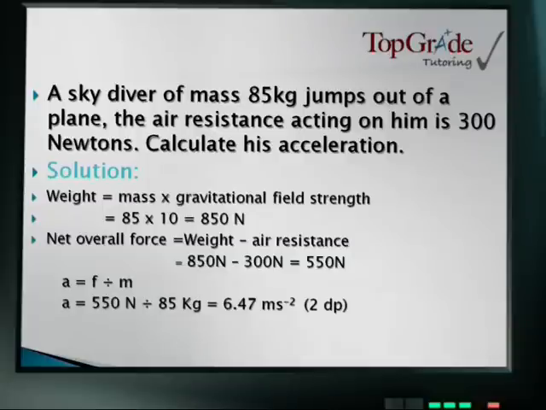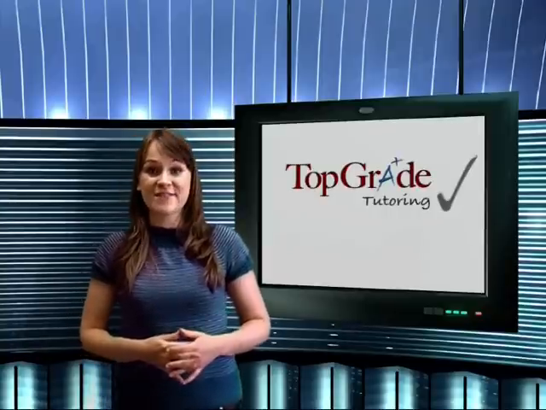Now we need to work out the net overall force. This is simply his weight minus the air resistance. This will be 850 take away 300, which gives 550 newtons. This is the force part of F equals ma. The acceleration is force divided by mass, so this will be 550 divided by 85, which gives 6.47 meters per second squared to 2 decimal places.